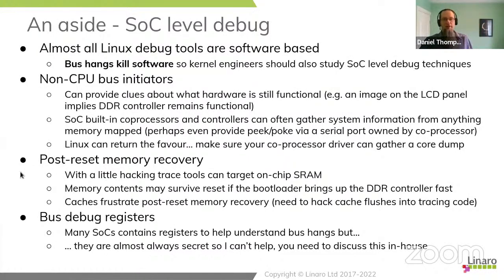Post-reset memory recovery. We talked a little bit about this with the KDump crash stuff. With a little bit of hacking, you can usually get things like trace tools to target on-chip SRAM, which is nice because it's usually very, very fast. You can get tracing tools to track uncached RAM, but that is usually very, very expensive. The problem with post-reset memory recovery is the contents of the caches get destroyed. So you end up having to add cache flushes into your tracing code, and it can be a little more difficult to integrate. But nevertheless, if you have access to post-reset memory recovery, it's there.